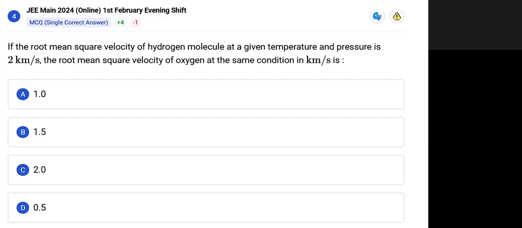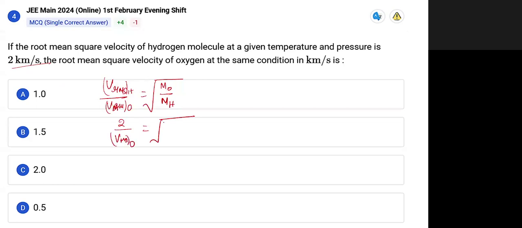So I think you are not solving it. The root mean square velocity of hydrogen molecule is given at a given temperature and pressure. Find the root mean square velocity of oxygen at the same condition in kilometer per second. So again, the same concept we are going to use. VRMS of hydrogen over VRMS of oxygen is nothing but the square root of the ratio of molecular weights, if the temperature is the same. VRMS of hydrogen is given as 2 kilometer per second. VRMS of oxygen gas you have to find out.